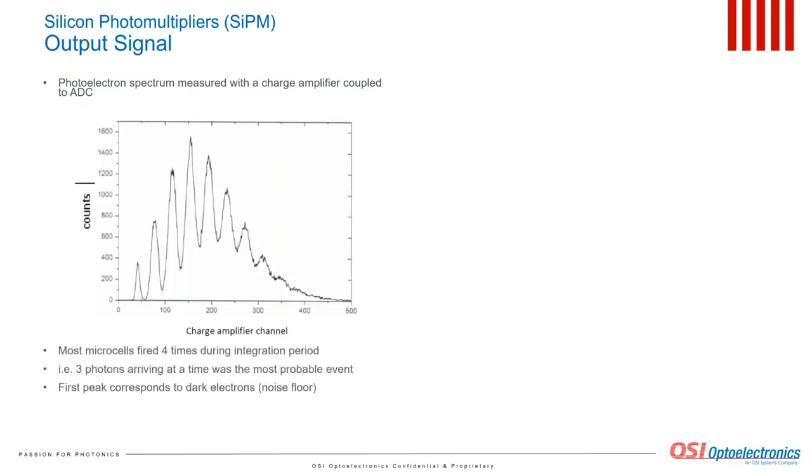The first peak should be attributed to firing of microcells by dark electrons. This is a noise floor. The fourth peak has the highest amplitude, meaning that most of the microcells were fired 4 times during the integration period, which in turn means that 3 photons plus 1 dark electron arriving at a time was the most probable event.